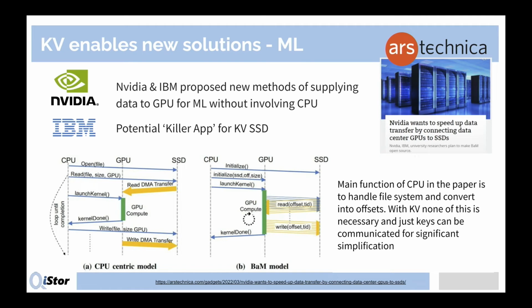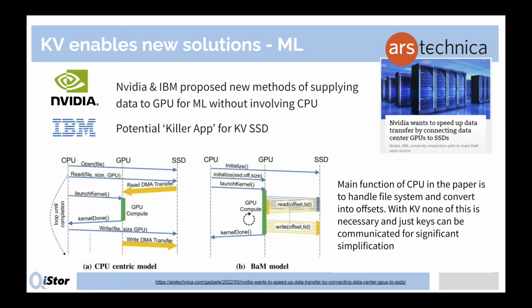I think KV is also going to enable some interesting new solutions. There are several ideas here, and I'm just going to go through one of them. NVIDIA and IBM did a proof of concept where they offloaded the transfer of data during machine learning to the GPU. So it's like DirectStorage for games, where the GPU is directly reading the data.